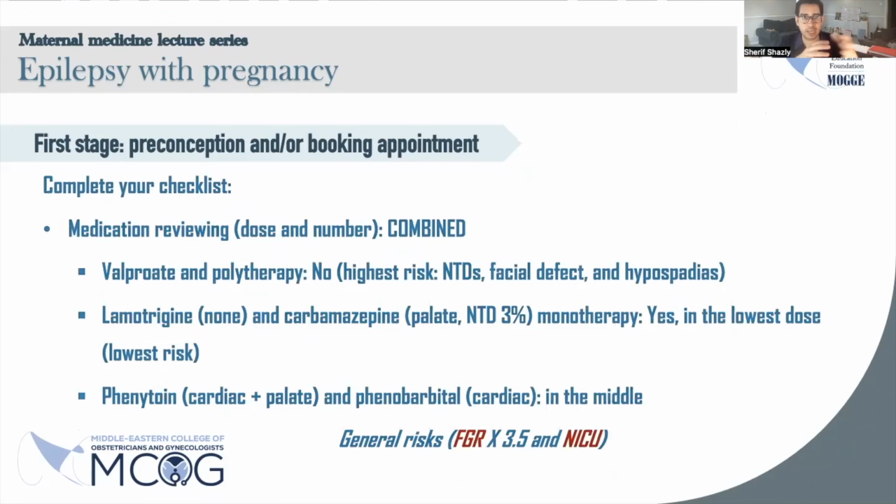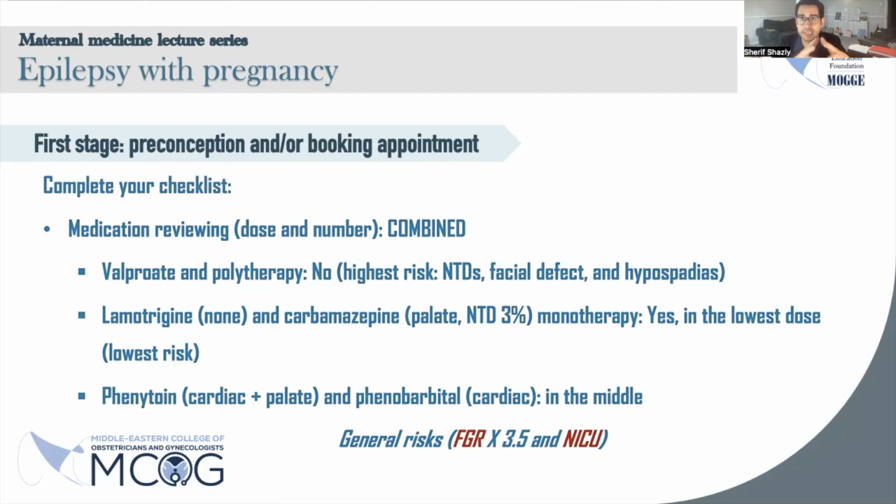The third thing here is actually reviewing the medications. And I always like to say that you are not the person who's supposed to change the medications or change the dose of the medications. That's not your role at all here. But you are actually working with a neurologist to find the safest regimen for this patient. So if you're the one who's seeing the patient, you need to refer her urgently to a neurologist and give clear recommendations about what you think could be safe in pregnancy.